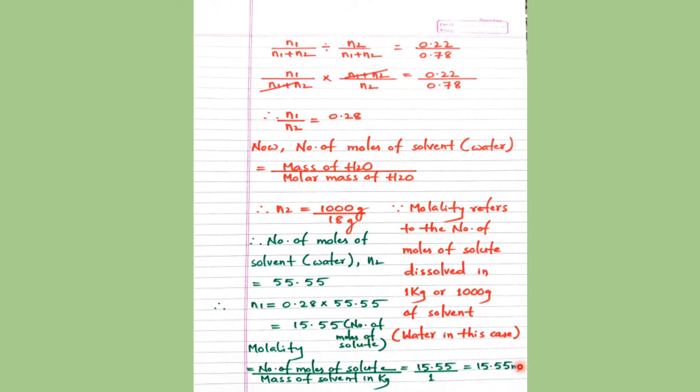Capital M indicates molarity, small m indicates molality. Please try and work it out, you will understand. Otherwise, simply listening won't help. Take a pen and page and work it out.